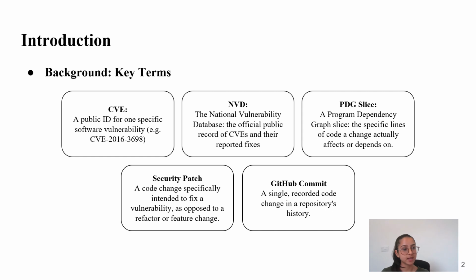A PDG slice, which is a program dependency graph slice, includes the specific lines of code a change actually affects or depends on. A security patch is a code change specifically intended to fix a vulnerability, not just a refactor or feature change. And finally, a GitHub commit, which is a single recorded change in a repository's history.